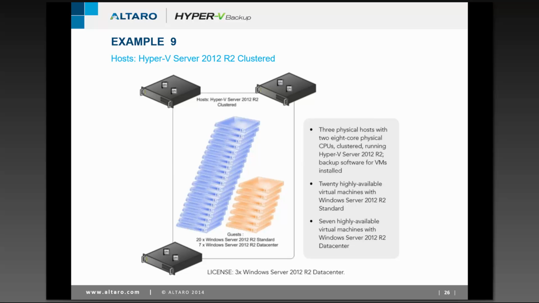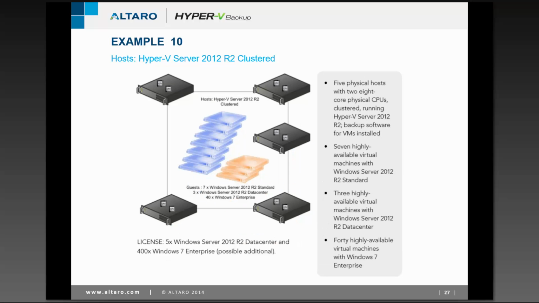To spin that up a little bit, in that case, I have 3 hosts running Hyper-V Server 2012 R2. They're all clustered. I want to run 20 Windows Server standard VMs, and I want to run 7 Windows 2012 R2 data center VMs. In that case, I cannot just buy standard licenses. I also have to buy data center licenses for the data center edition VMs. And in that case, I just need 3 data center licenses on that host, right? Even if I install Windows Server Hyper-V, the free edition.